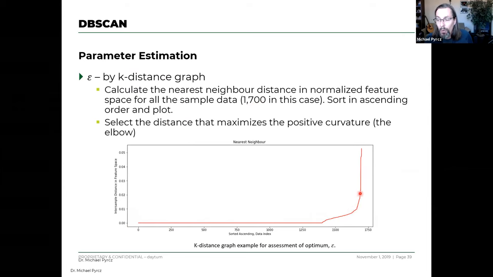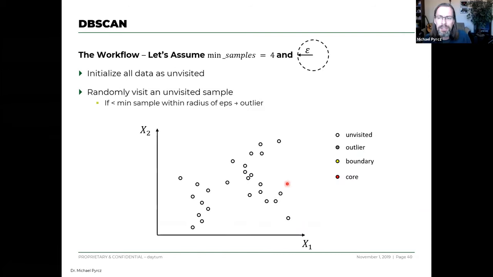This elbow right here is usually indicative of a transition from the clusters to the intercluster spacing. People will use this elbow as a good first estimate. We'll use it too. Then you can also use it visually. Let's go ahead and show you DBSCAN by hand on PowerPoint, a PowerPoint animation. This took a little bit of time, but it was worth it.